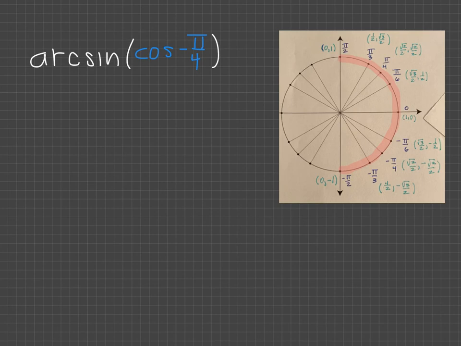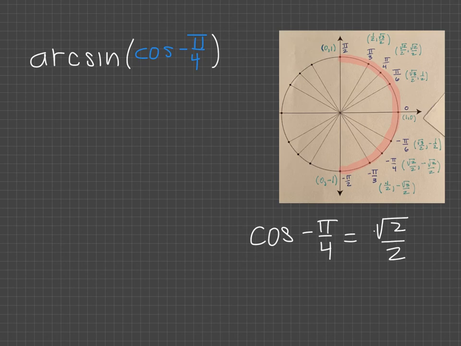Now let's find arcsine of cosine of negative pi over 4. The first thing we want to do is evaluate cosine of negative pi over 4. This time we look for that angle and pick out the x-coordinate from the unit circle. So here's negative pi over 4. Cosine is square root 2 over 2. So cosine of negative pi over 4 is square root 2 over 2.